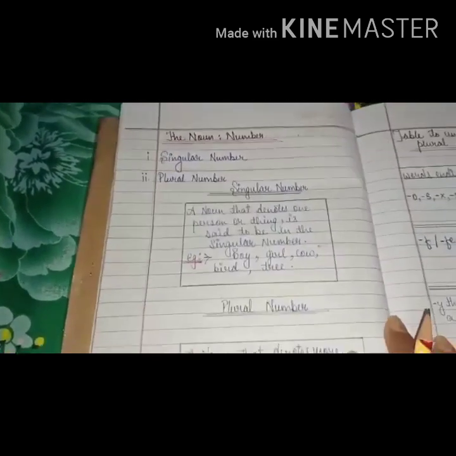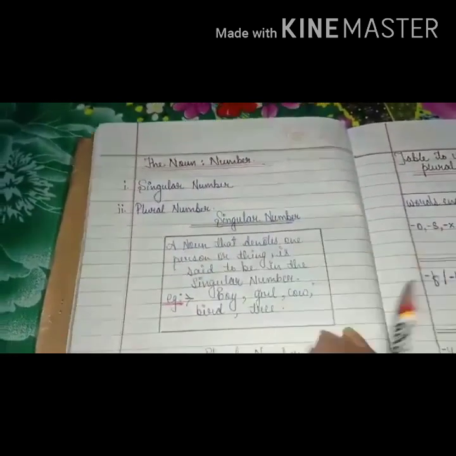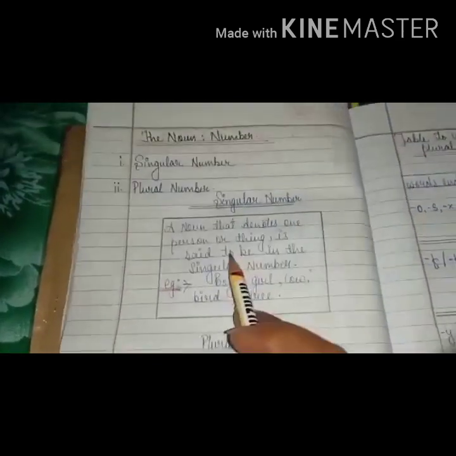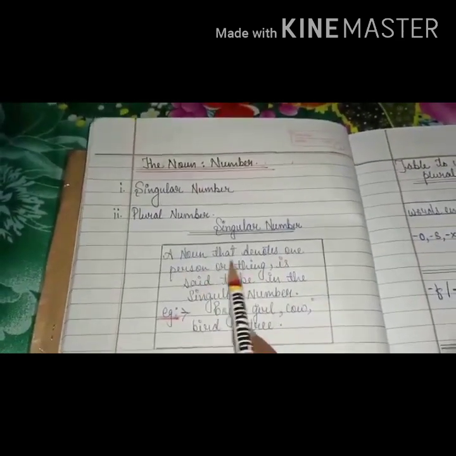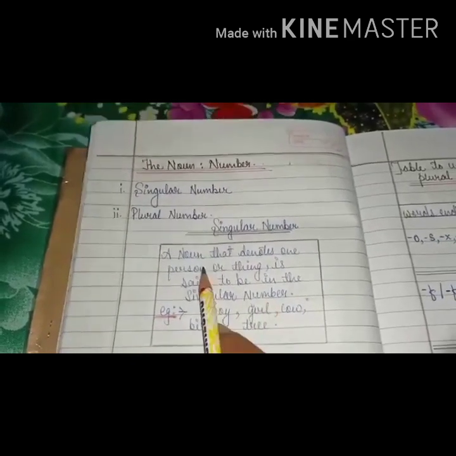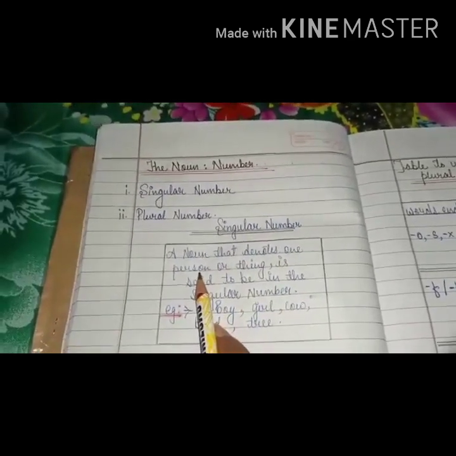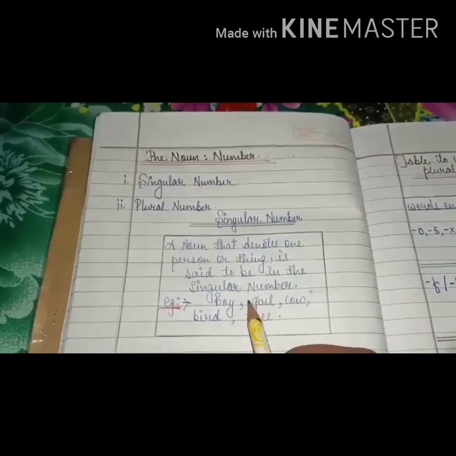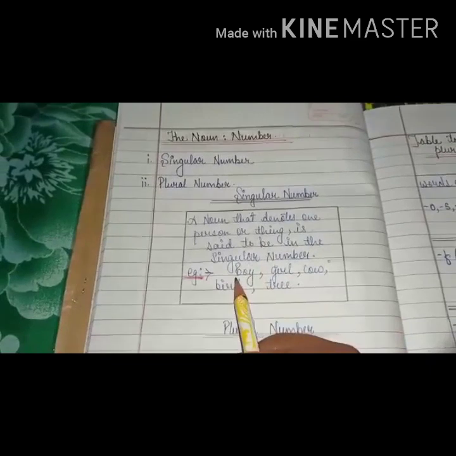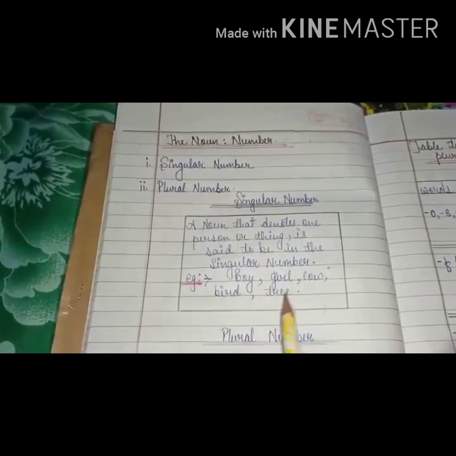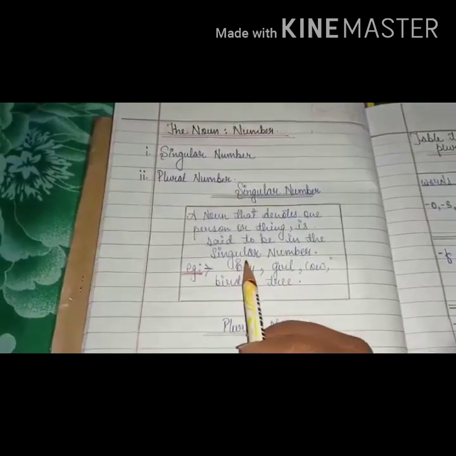In the beginning also you must have studied singular and plural, but today we'll study it in a different way. Just see what is singular number. A noun that denotes one person or thing is said to be in the singular number. Anything if we denote as one, single, is said to be a singular number. Examples: boy, girl, cow, bird, tree. These are in the form of singular.